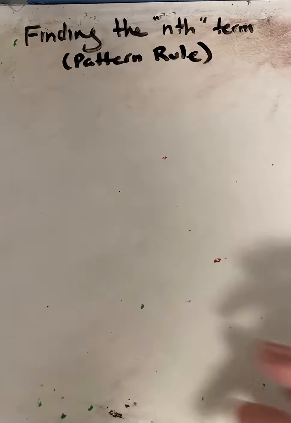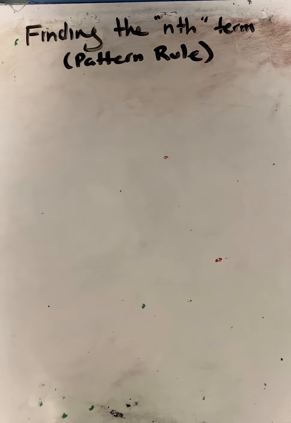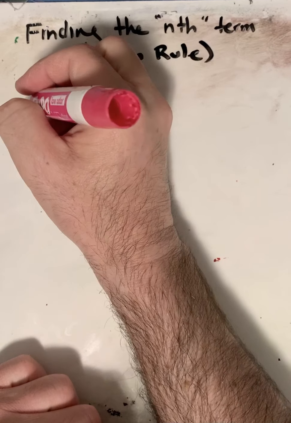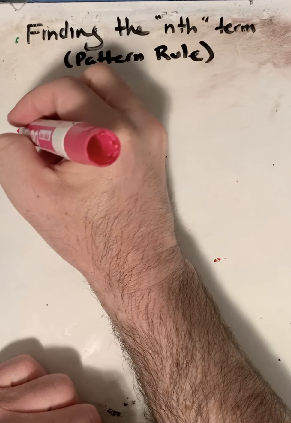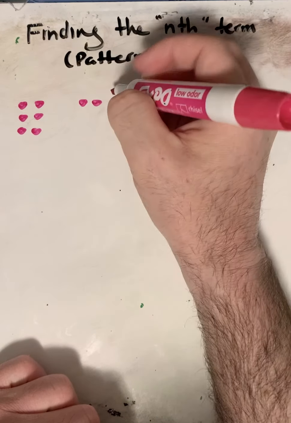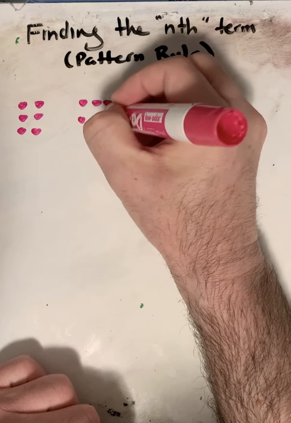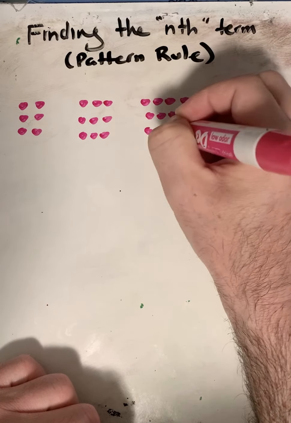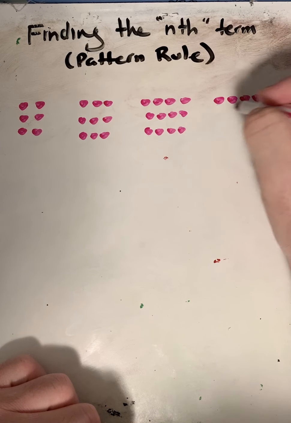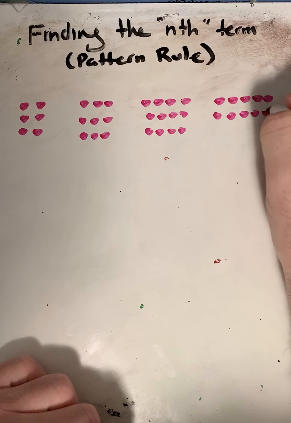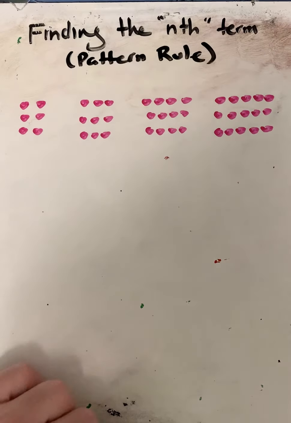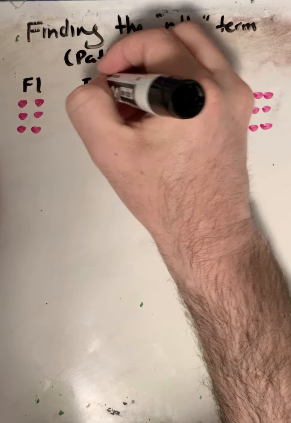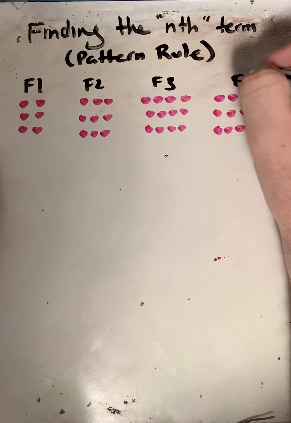So let's create a scenario here. In the first figure, I'm going to give 6 dots. In the second figure, I'm going to give 9 dots. And the next one I'm going to give 12 dots. And in the fourth one I'm going to give 15 dots. Okay, so it's really important that we label these figures: figure 1, figure 2, and I'm going to show you why in a second.